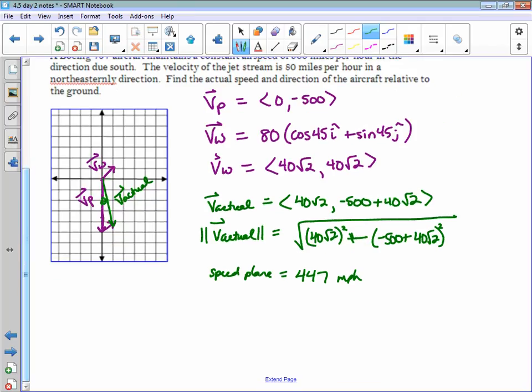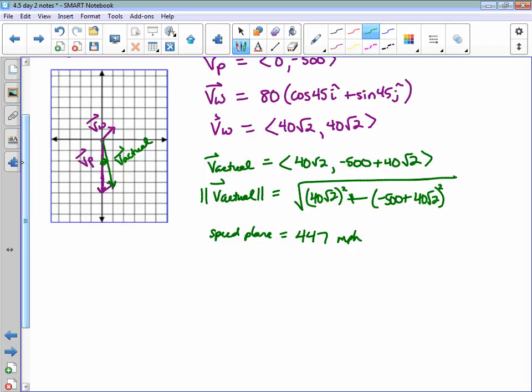So we will start. So cosine of theta. Now this is the dot product between the plane and the actual. So that's 0 times your 40 root 2. So what's that going to be? 0 plus then negative 500 times negative 500 plus 40 root 2. Okay. And then do we already have the magnitude for each of those?